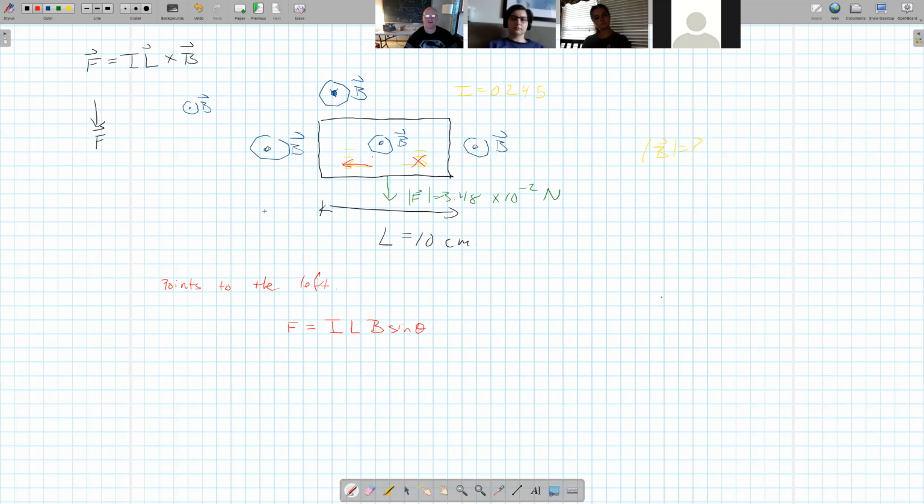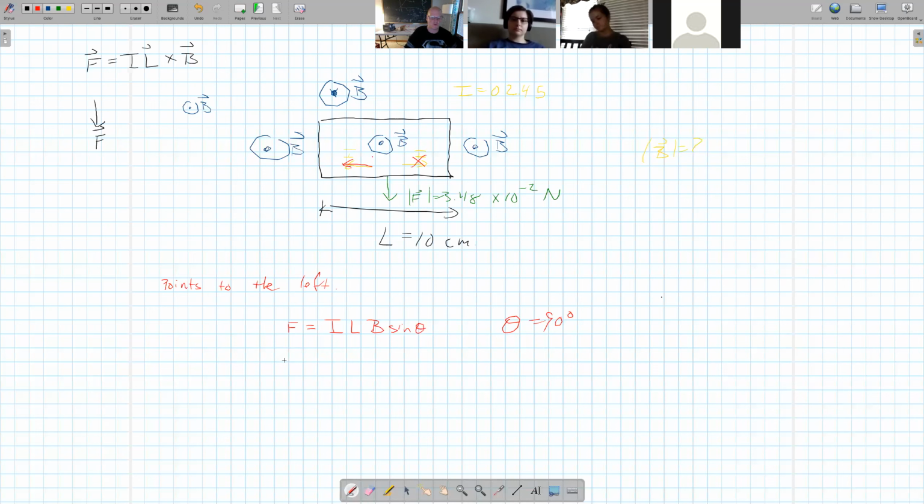What do you think? Is it 90? It's 90, good. So in this case, if the current is running this way, and the magnetic field is going this way, if I simply rotate that like this, that's 90 degrees. Exactly. So what you can tell is that the angle is equal to 90 degrees.